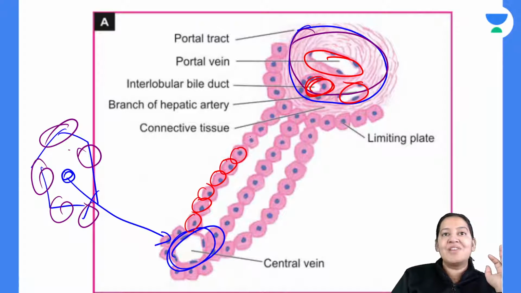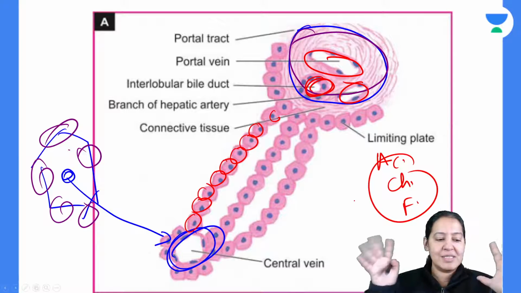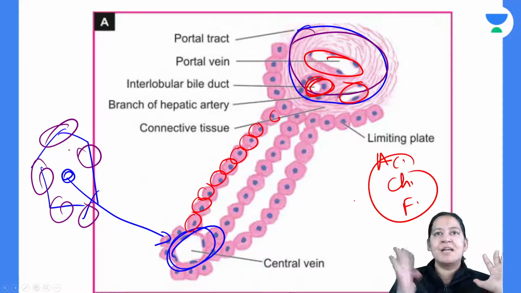Now you have to understand this diagram. Today I will teach you acute hepatitis, chronic hepatitis and fulminant hepatitis in this diagram only. So this is our master diagram. You can see these are the cords of hepatocytes.